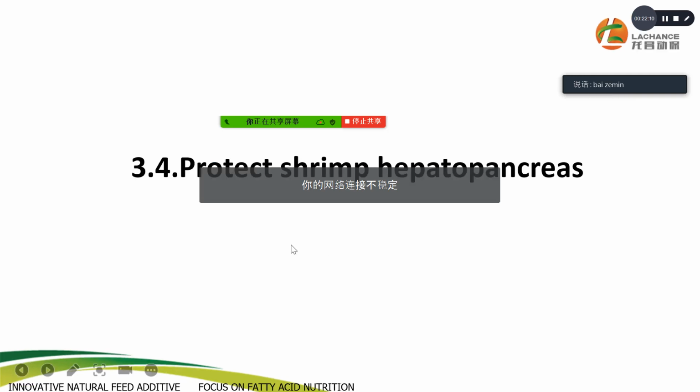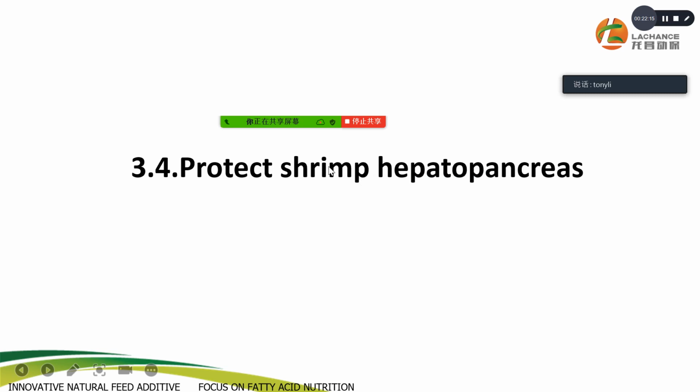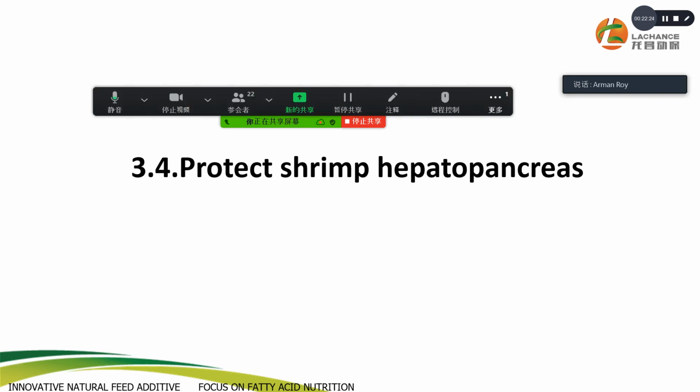Okay. So the following will be protecting the shrimp hepatopancreas, because the hepatopancreas for shrimp is very, very important for nutrient storage, digestion, and many functions.